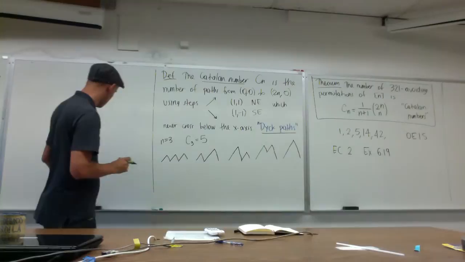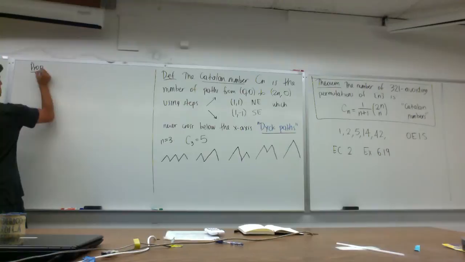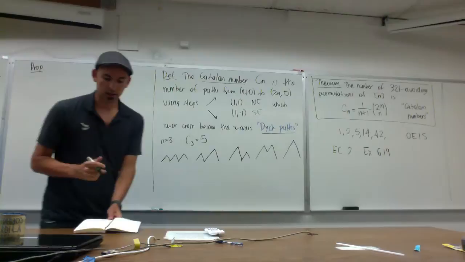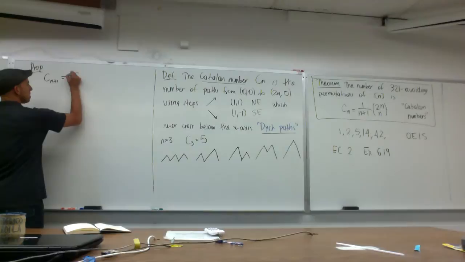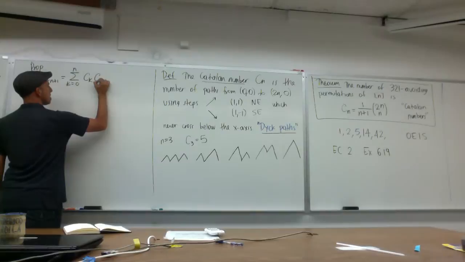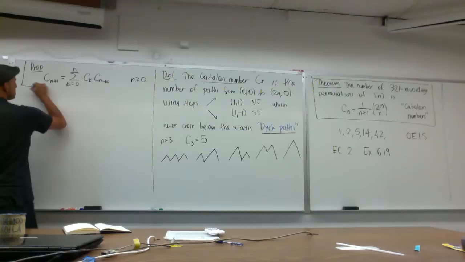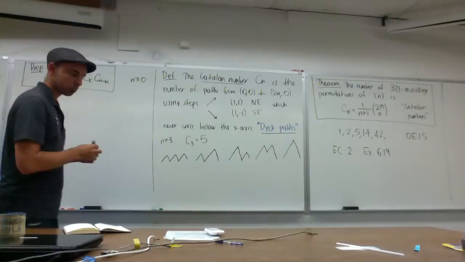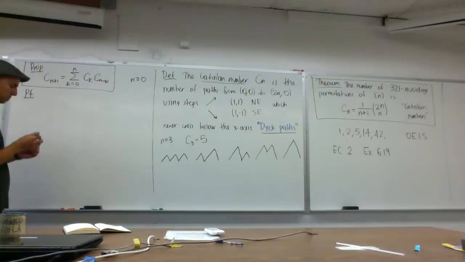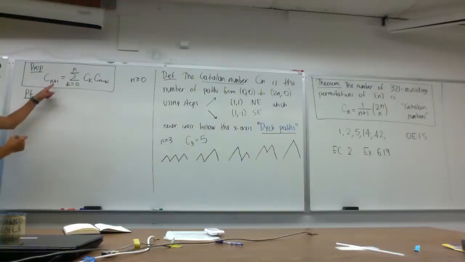So, let's prove the following thing. Let's prove that the Catalan numbers satisfy a very nice recurrence. The Catalan number C n plus 1 is equal to the sum from k equals 0 to n of C k times C n minus k, for any n greater than or equal to 0. So to prove this, what we're going to do is that, okay, these are the dike paths of length 2n plus 1.